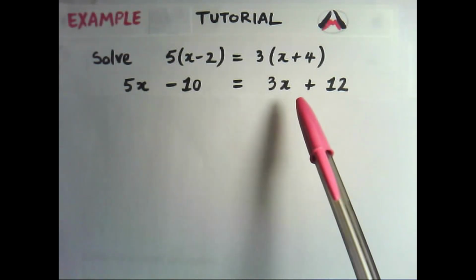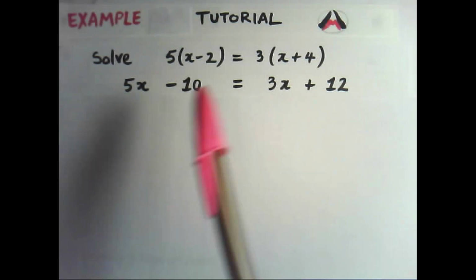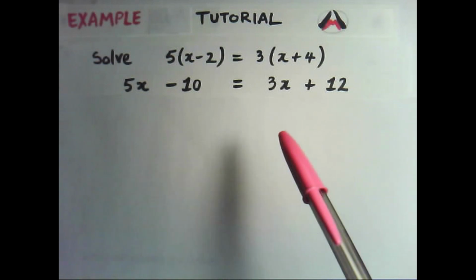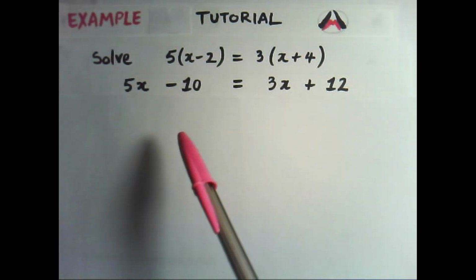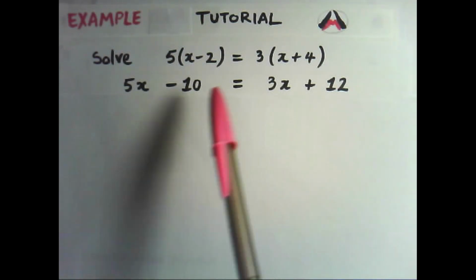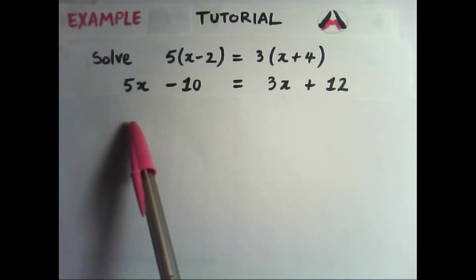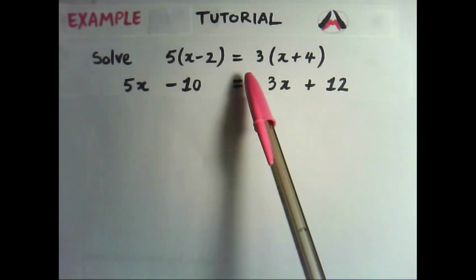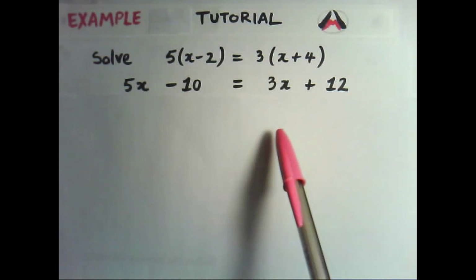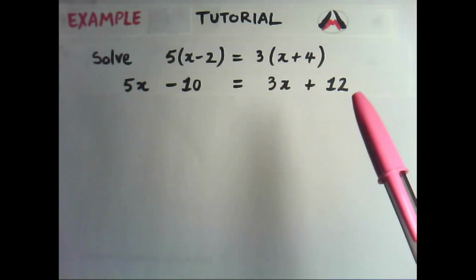So ideally, the best thing to do, if we want to collect all the x terms on one side of the equal sign, would be to subtract 3x from both sides. So if we do that, 5x minus 3x is going to give us 2x. And 3x minus 3x is going to give us 0. So that's going to eliminate that term there. So let's see what that looks like.